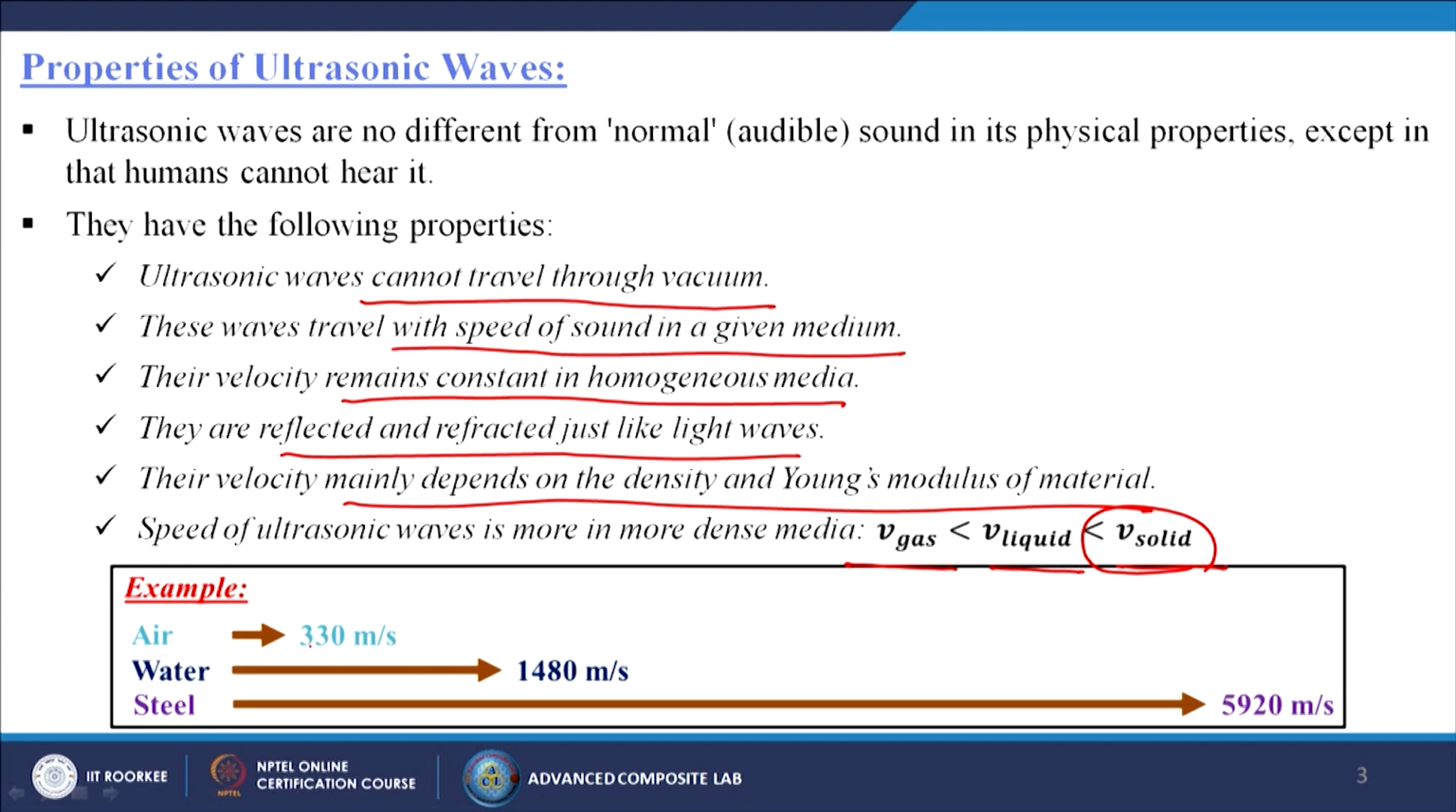Examples: for air the velocity is 330 meters per second, for water it is 1480 meters per second, and for steel it is 5920 meters per second. So, you can see that in a solid like steel, the ultrasonic wave velocity is higher.